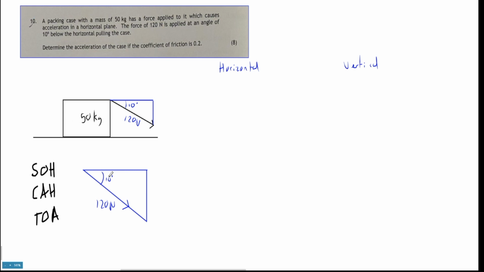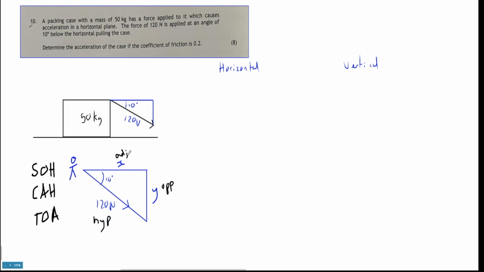Right. So let's call the vertical bit y and the horizontal bit x. So I want the horizontal first of all. I'm going to draw a little guy here. So this will be my adjacent here. This will be the opposite. This will be my hypotenuse.